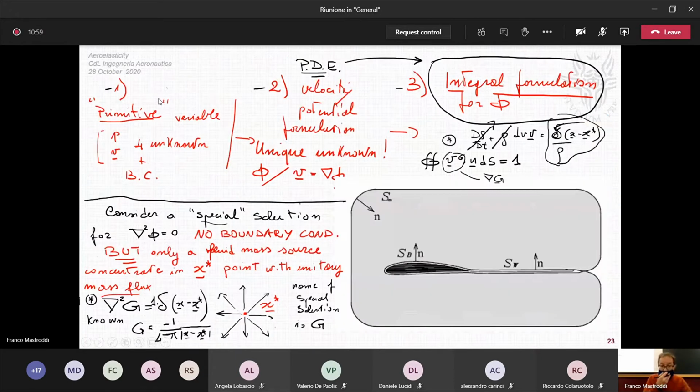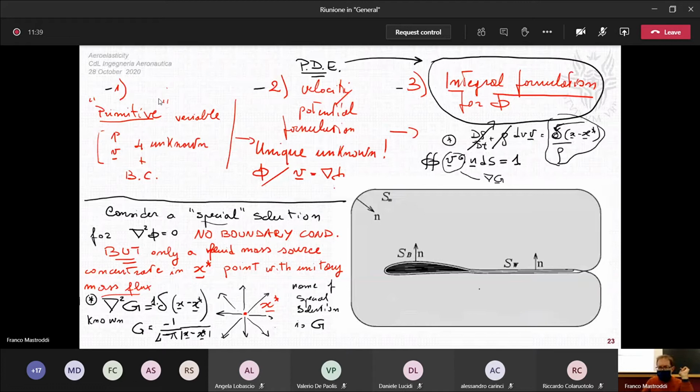And after this, we have introduced a very, very special solution for this kind of flow, but with no boundary condition, just one very elementary boundary condition consisting of a point in the flow located at x star, where we have a constant source of fluid, positive, with a mass flow equal to 1.